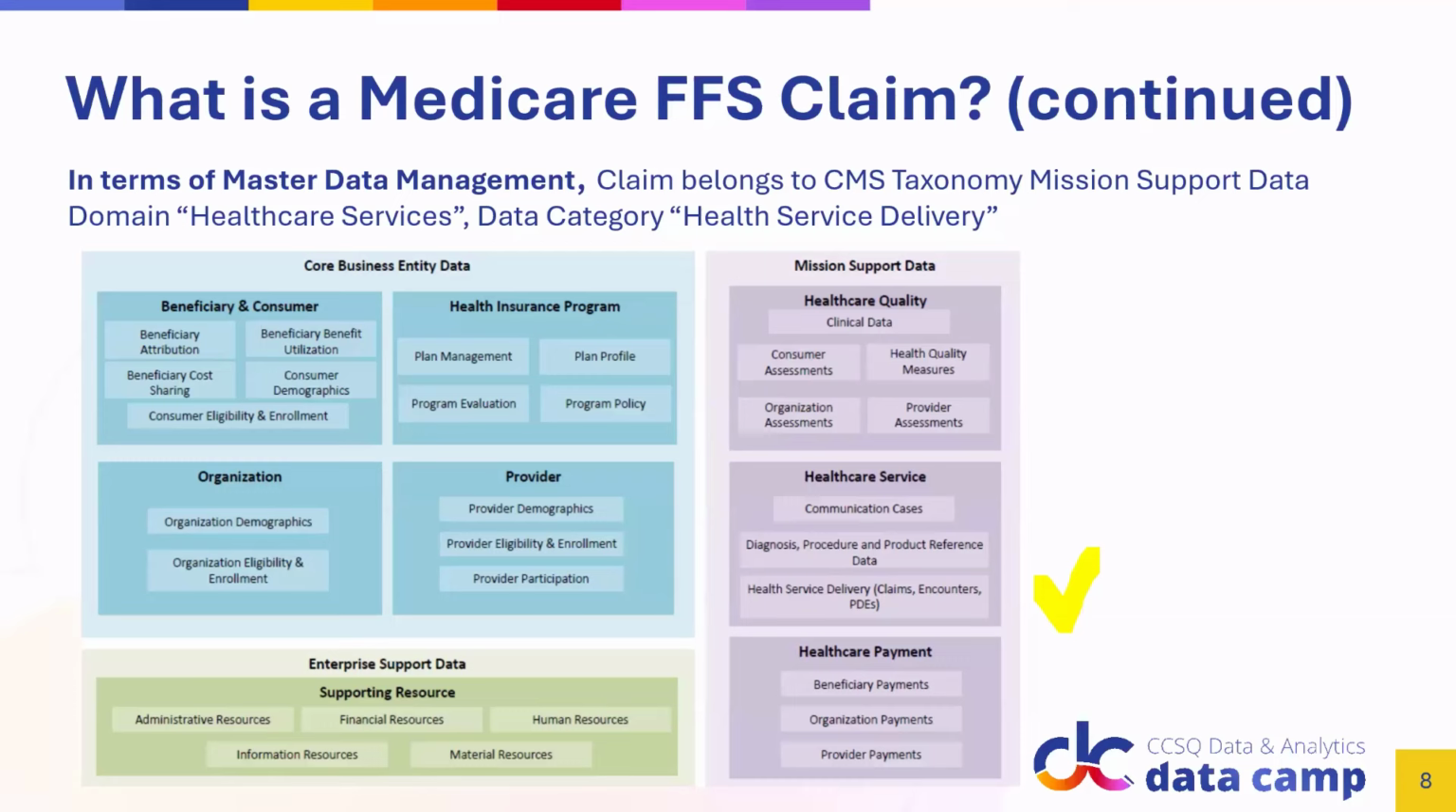We are looking at CMS data taxonomy in a nutshell. And it defines claim in terms of master data management. As you can see, we have certain domain groups, and claim belongs to mission support data domain type, which is called healthcare services. And the data category is called health service delivery. You see that fat yellow check mark next to it.